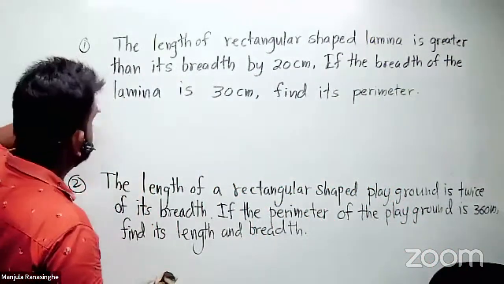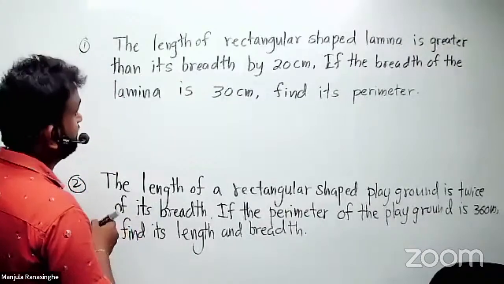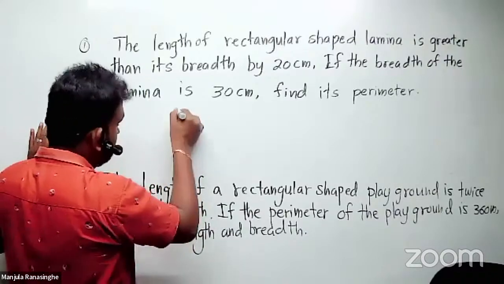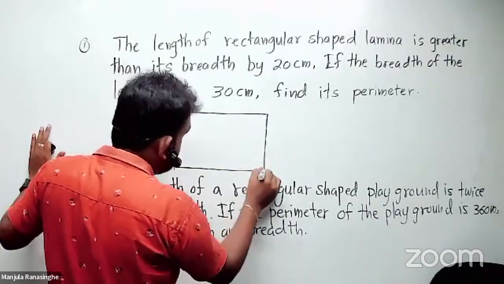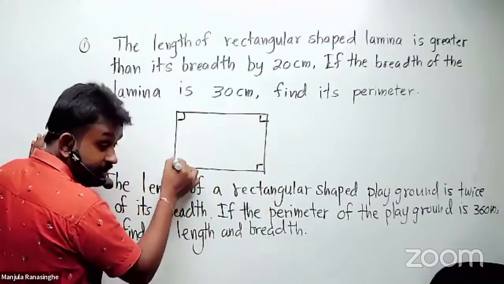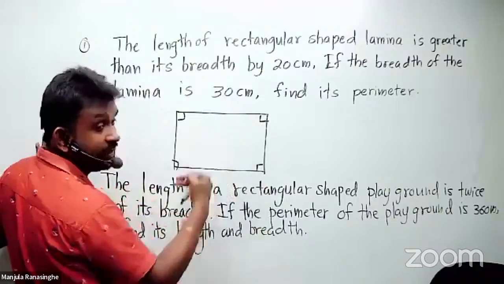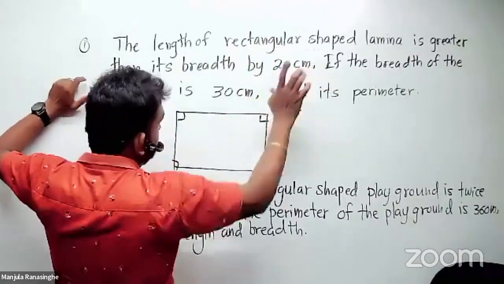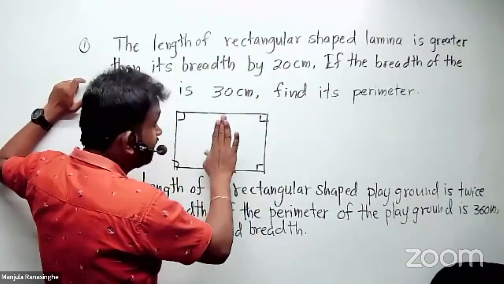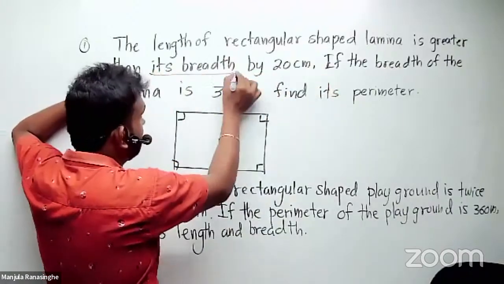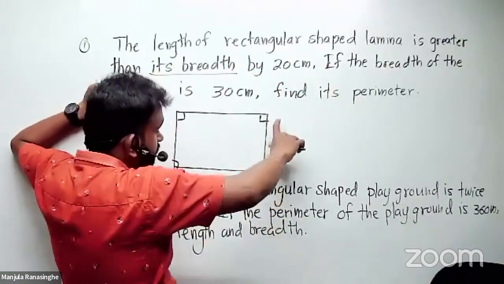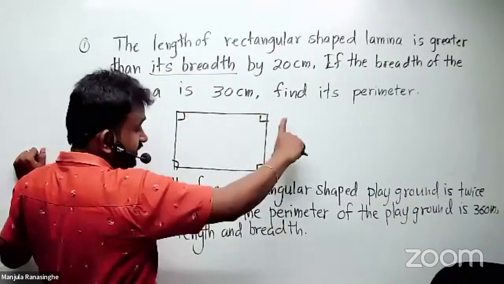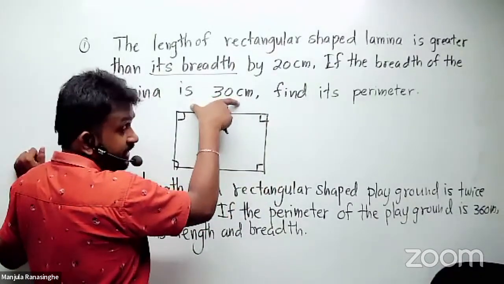See everyone. The length of the rectangular shaped lamina is greater than its breadth by 20 centimeters. So I draw a sketch. Whenever you cannot understand the figures, or find it difficult, draw a sketch and take the expressions slowly word by word. Now again I read the question. The length of the rectangular shaped lamina. Okay, this is the length. Of the lamina is greater than its breadth. This is the breadth. So by 20 centimeter. So first we take that the length is 20 more than the breadth.